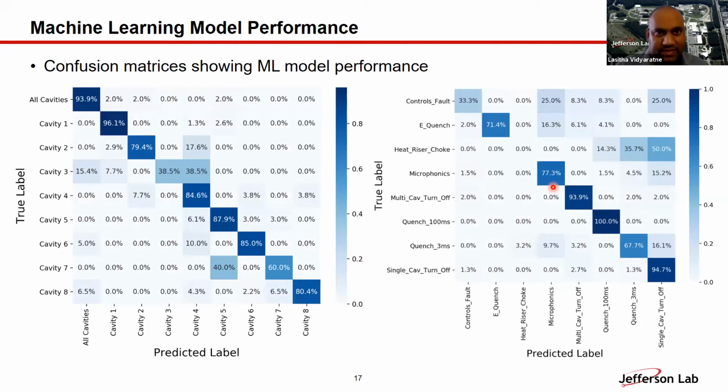This is the confusion matrices showing the machine learning model performance. The left-hand side is the cavity that failed first, and the right-hand side is the fault. So you can see in some cases the models have missed some fault types because they were actually very low representation in the training set. So these are kind of practical issues that we faced. However, still we had a pretty good performance with those models.